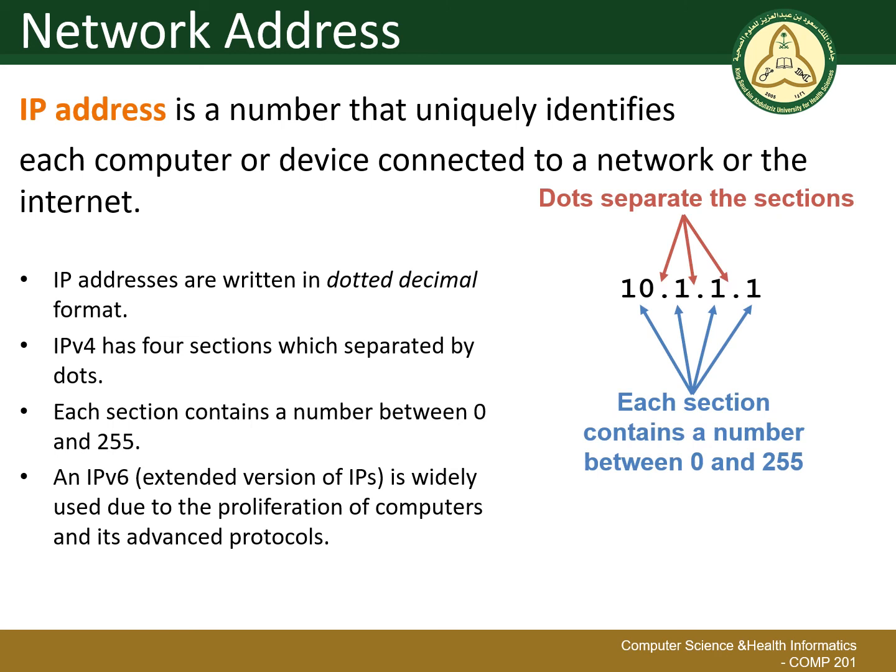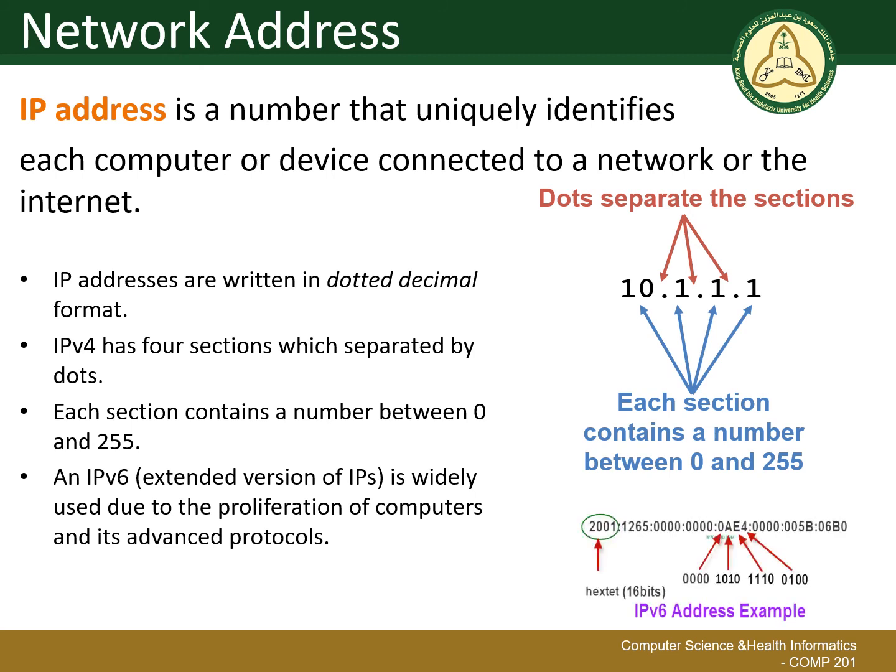If you look here at the IP address, as we said, it has 4 different sections. So this 1, 2, 3, 4, separated by dots, and each value here is between 0 to 255. With IPv6, we are using hexadecimal instead, so it is 16 bits in here instead of 4 bits.